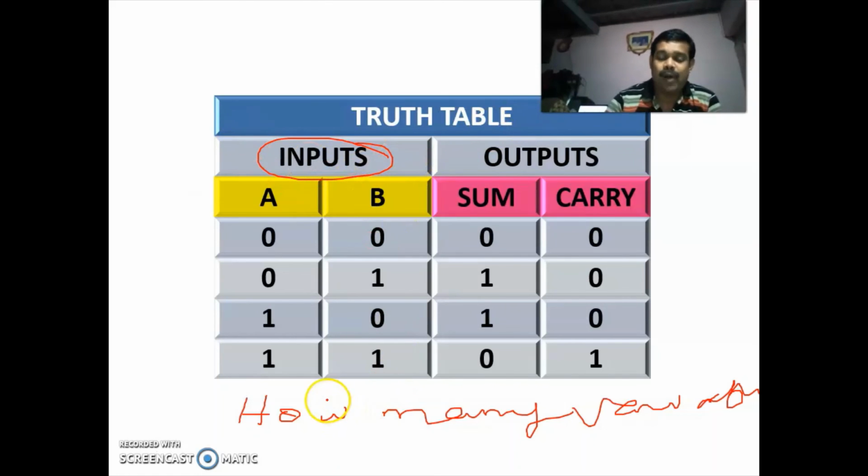Input represents how many variable map. So whether it is 2 variable or 3 variable or 4 variable, that is input will tell. What will output tell? Output will tell how many maps. Here how many output variables are you having? 2 output variables you are having. So you have to draw 2 maps. How many input variables are you having? You are having 2 input variable maps. So here you have to draw two variable K maps. Why? Because here you are having 2 outputs.